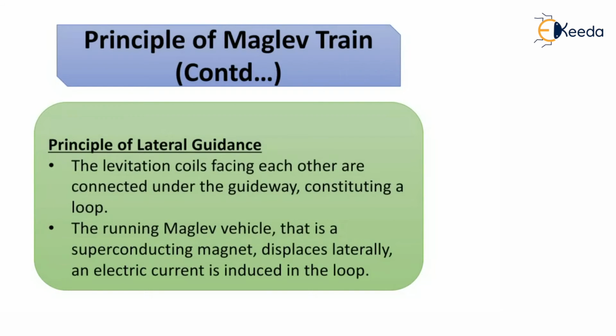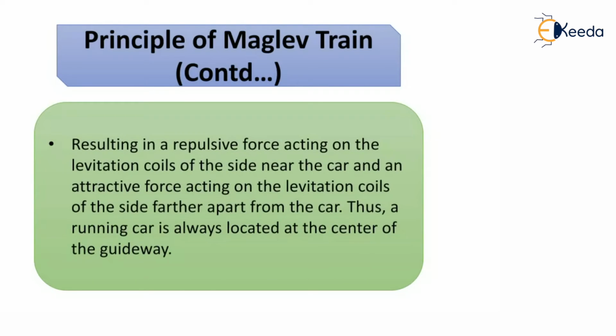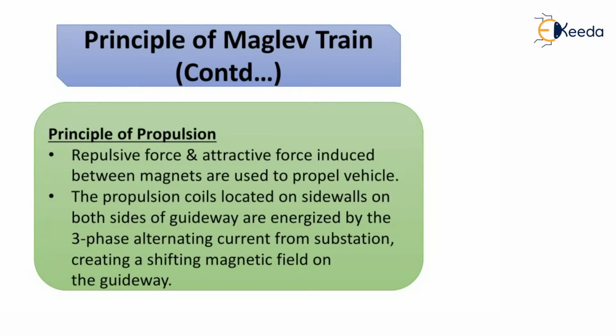The levitation coils facing each other are connected under the guideway, constituting a loop. When the running maglev vehicle, that is the superconducting magnet, displaces laterally, an electric current is induced in the loop, resulting in a repulsive force. Thus, a running car is always located at the center of the guideway.